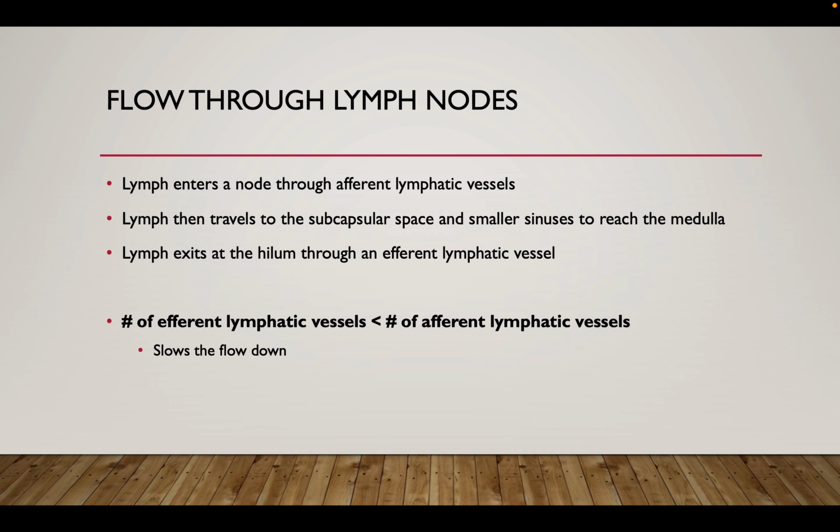So you have these vessels that are coming into the lymph node, and these are going to be called afferent, or sometimes you'll hear them referred to as afferent lymphatic vessels. So they're afferent, they're arriving. So think of the A in afferent as standing for arriving at the lymph node. Okay, the lymph will then enter the subcapsular space. So the subcapsular space is really just the area immediately underneath the capsule, and then they'll enter these sinuses that will ultimately flow and lead into the medulla.